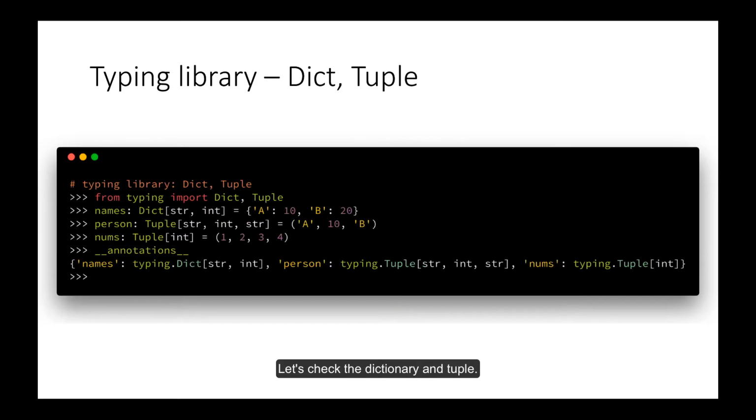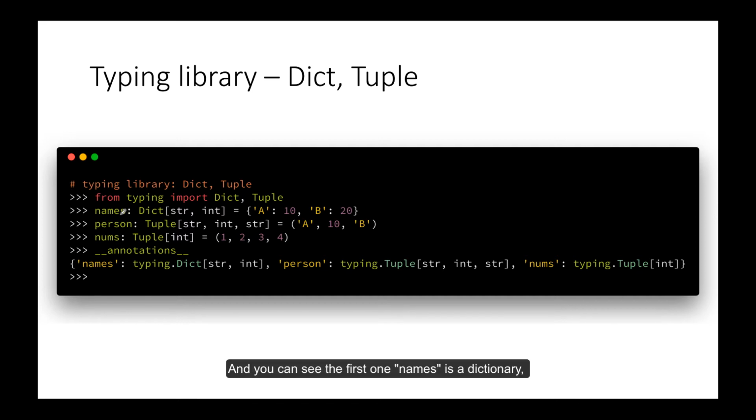Let's check the dictionary and tuple. For dictionary, it has key and value pairs. So for annotation, we should indicate the type of key and the type of value. For tuple, we only need to indicate the type of elements. And here are some examples for dictionary and tuple.